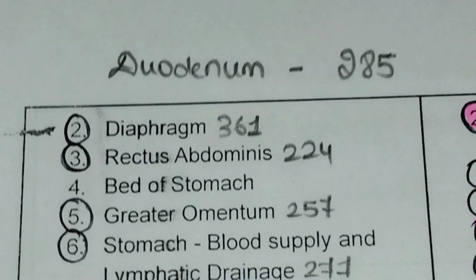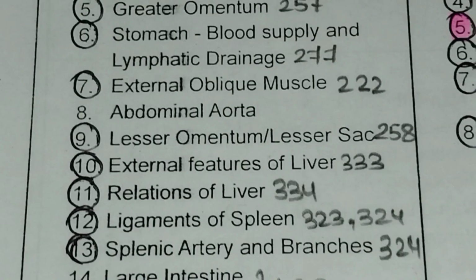Third one, rectus abdominis. Fourth one, bed of stomach. Fifth one, greater omentum. Sixth one, stomach. In this you have to include about blood supply and lymphatic drainage. Seventh one, external oblique muscle. Eighth one, abdominal aorta. Ninth one, lesser omentum or lesser sac.